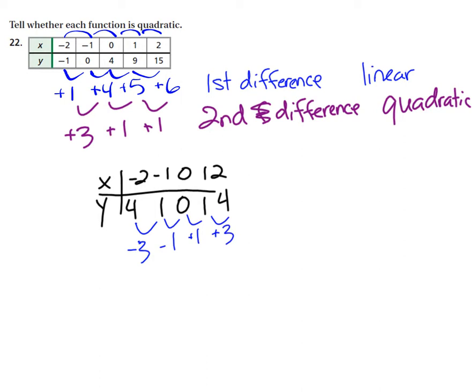Okay. So, is that constant? No. Okay. So it's not linear. How do we get from negative 3 to negative 1? It's like adventures in adding integers here. So it's plus 2. How do we get from negative 1?